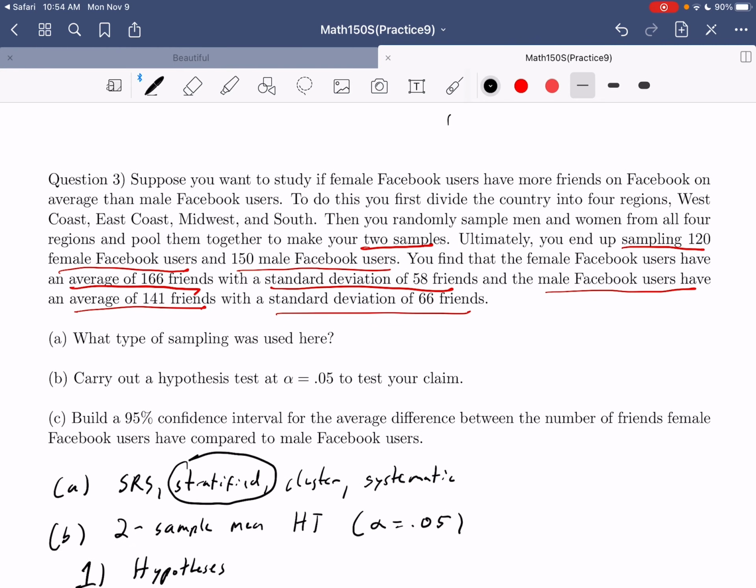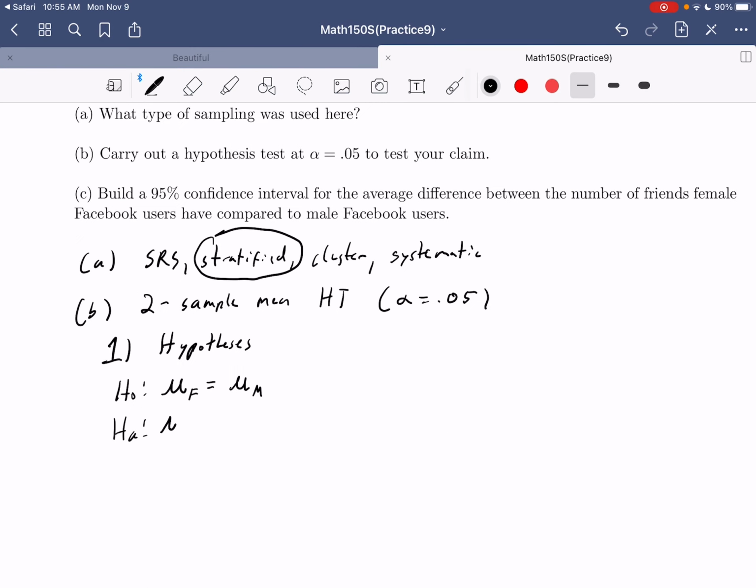What's the alternate? Well, we can look back at our claim. We want to study if female Facebook users have more friends on average. So we're saying that we would expect the average for females to be greater than the average for males. So there's our alternate. That was the only thing we had to determine because remember, for two-sample mean, the null is always just going to be equal. What type of test is this? One-sided or two-sided? Well, since we used greater than, this is going to be one-sided.